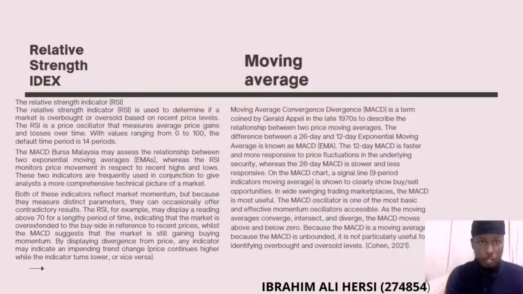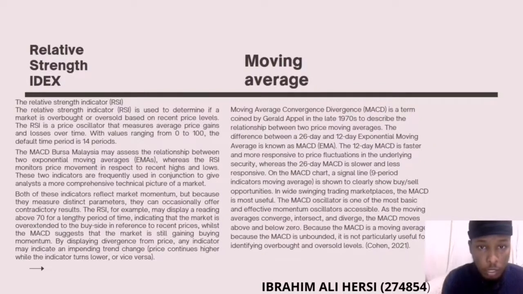Moving averages. The moving average convergence divergence is a term coined by Gerald Appel in the late 1970s to describe the relationship between two moving averages. The difference between a 26-day and a 12-day exponential moving average is known as MACD. The 12-period EMA is faster and more responsive to price fluctuations in the underlying security, whereas the 26-day EMA is slower and less responsive on the MACD chart.